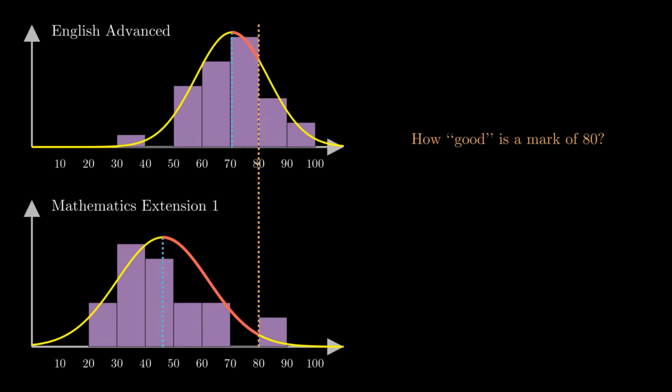So the big idea is this: we measure how good the mark of 80 is by seeing its position on the bell curve, on the normal distribution built from the performance of the entire class. And it's this position that matters, not the mark of 80 itself. Okay, but how do we measure this position?